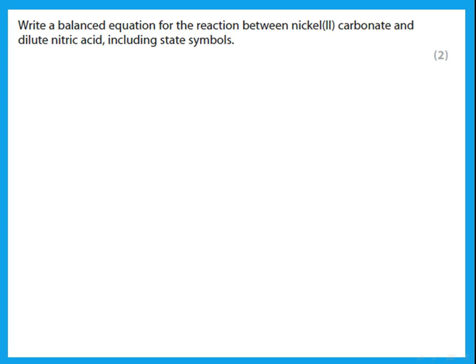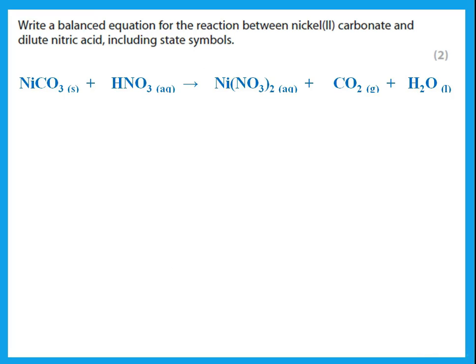Write a balanced equation for the reaction between nickel 2 carbonate and dilute nitric acid, including state symbols. Now, nickel 2 carbonate, remember that if the valency of nickel is 2, well, the valency of carbonate also is 2, so I don't put 2 under any of them. So nickel carbonate is NiCO3. Nitric acid is HNO3. That will give what? You should realize that any carbonate with acid gives something plus carbon dioxide plus water. And that something is called the salt.